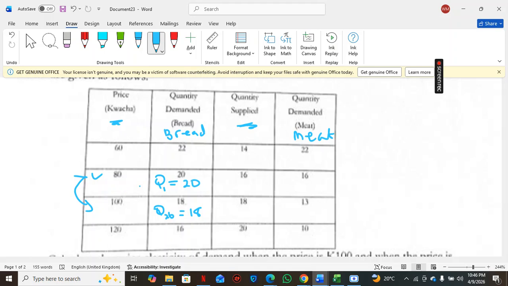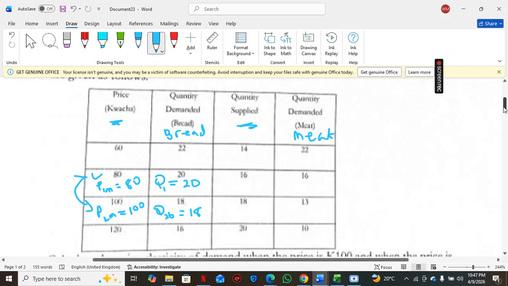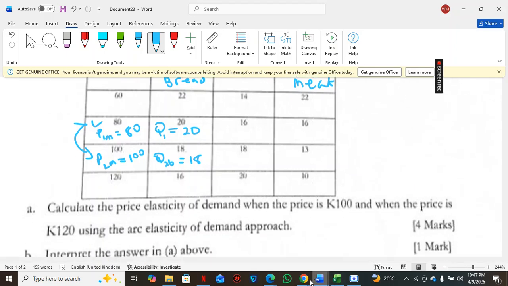Price of meat: P1M, the old price, is 80 kwacha. The new price is 100 kwacha. Colleagues, this is what you have to do with these questions. So now we can solve.